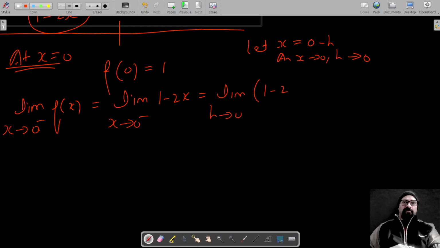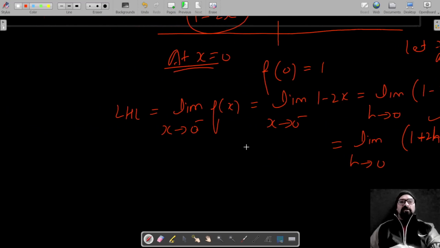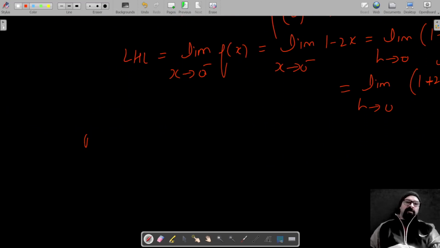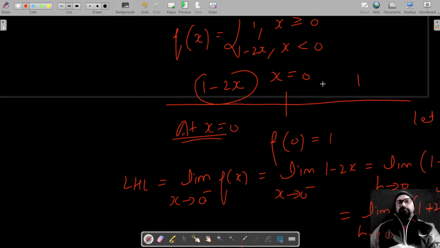It is now 1 minus 2 into 0 minus h, which gives me limit h tends to 0 of 1 minus 2 into 0 plus 2h. And if we take the limit, that is, if we put the value of h equal to 0 here, this is 1. So left hand limit is 1. Let's find out the right hand limit. So right hand limit is limit x tends to 0 plus f of x. And for x greater than 0, the function is 1, so it's 1.